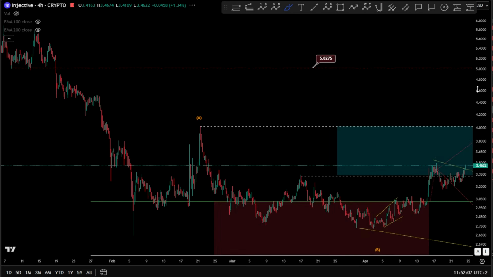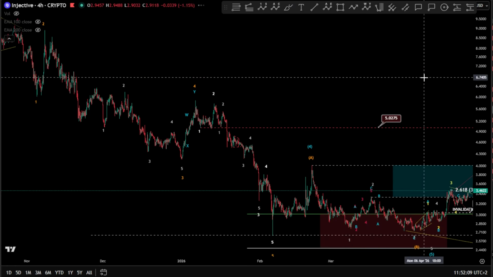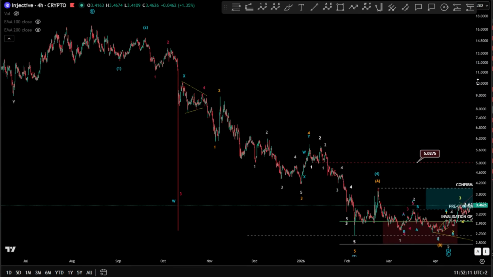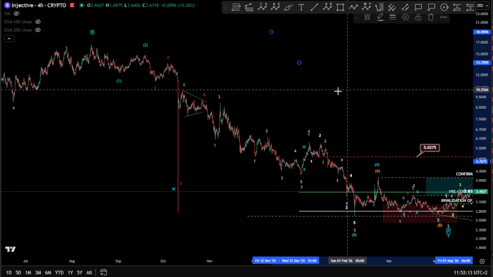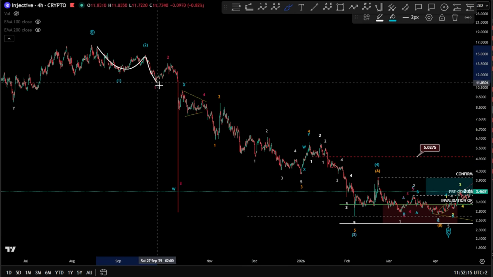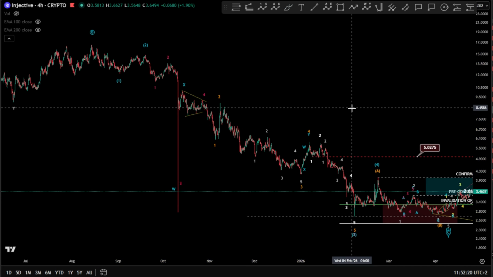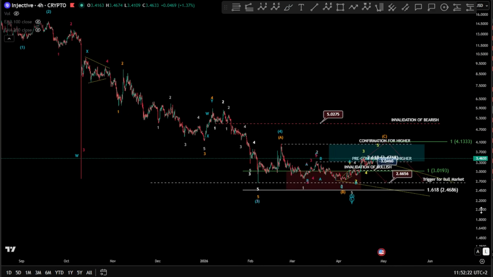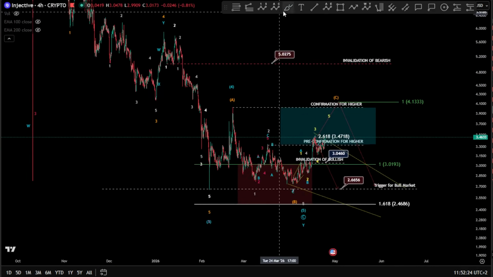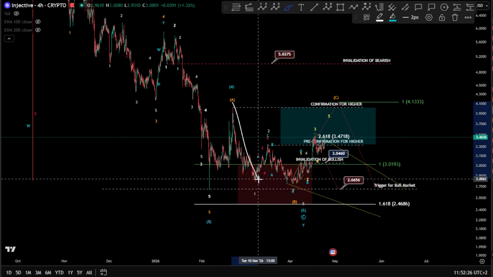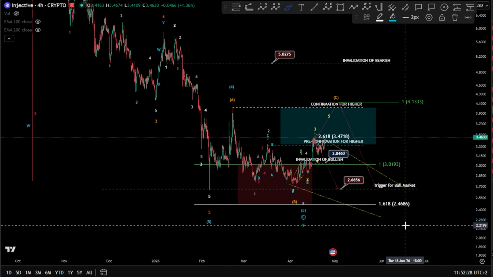Now, the final one we're going to take a look at is Injective. For Injective, we are looking also at a double 1-2 here, a large 1-2 and 1-2, and then 3, 4, and a 5. 4 and a 5 might still be unfolding. However, this wave 5 is somehow looking like a large diagonal. 1, 2, 3, 4, and a 5.